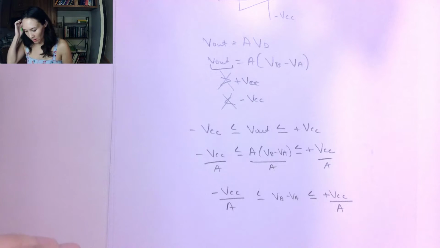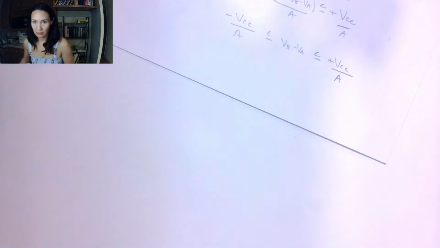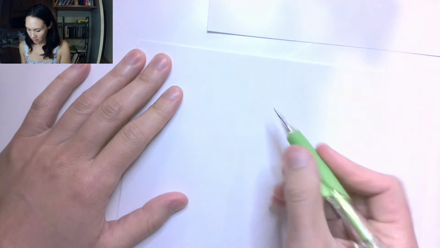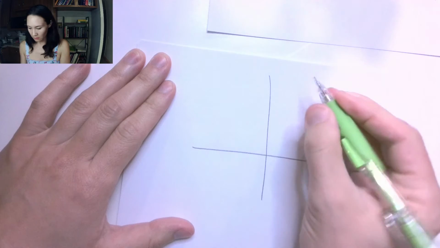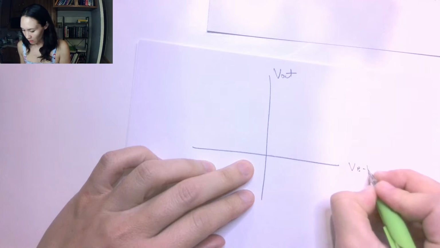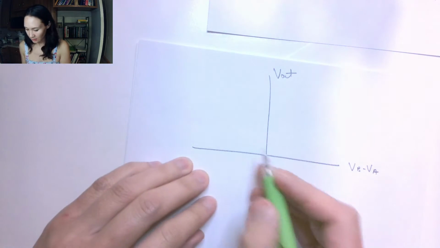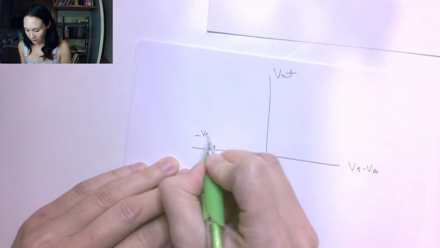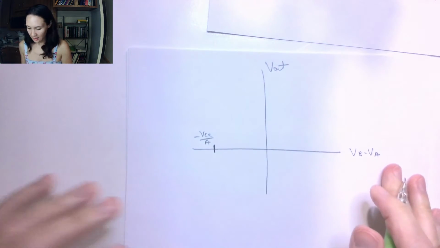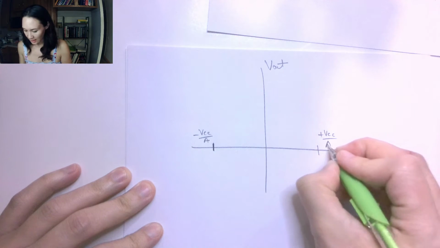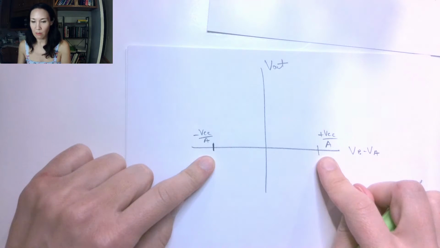So if I put this on a graph, it's going to look like this. Suppose we make the plot of V out. And if this is VB minus VA, we just said that we need to have this greater than negative VCC divided by the gain, and we have to have this smaller than positive VCC divided by the gain. Okay, so these are our bounds on VB minus VA.